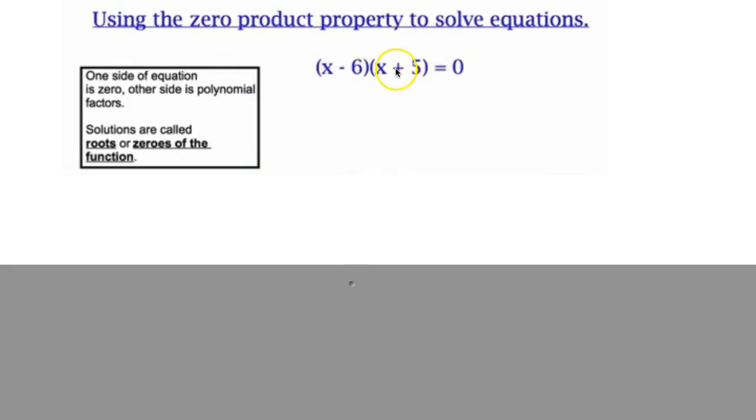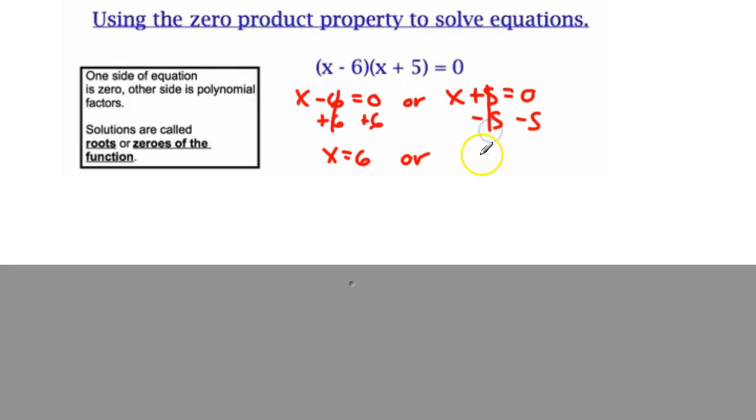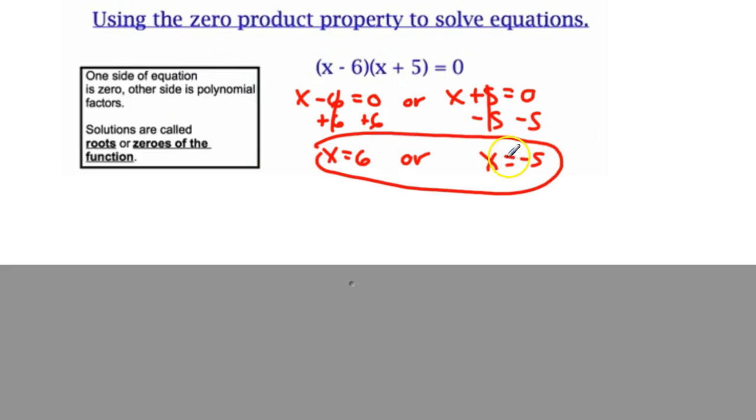So what we do, we set each of these equal to 0. We say x minus 6 equals 0, and x plus 5 equals 0. Right? So it could be one or the other. Then we solve for x. So I do plus 6, that cancels, x equals 6. Or I solve for x, minus 5, x equals minus 5. So this is saying x can be 6 or negative 5.